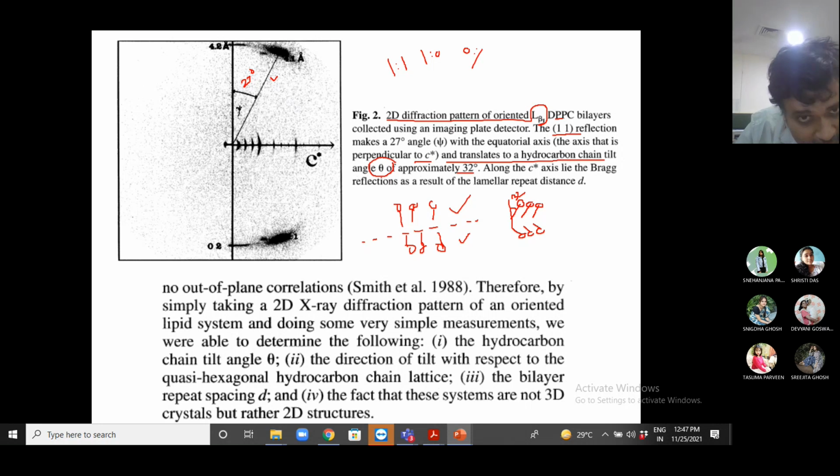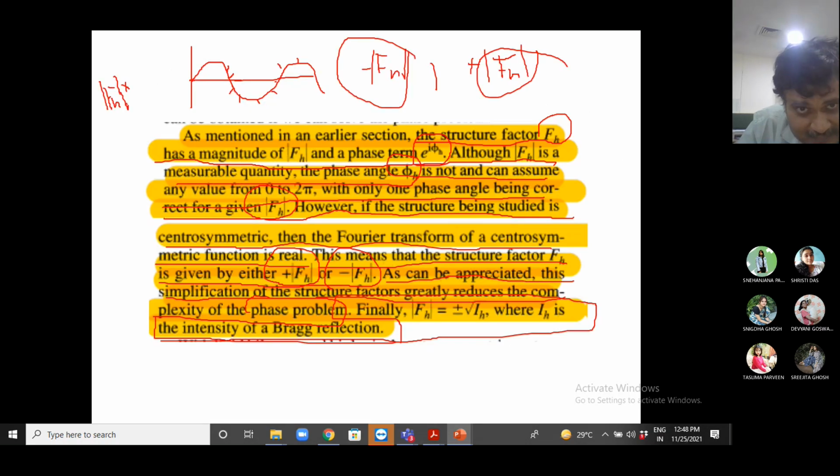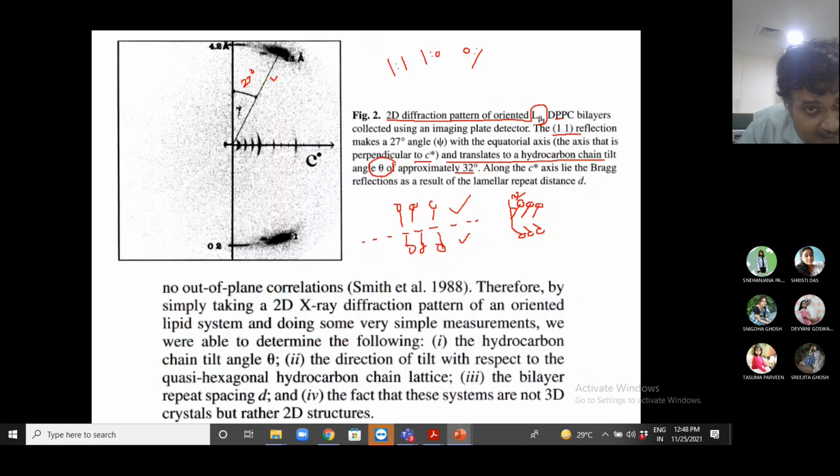Since they are 2D structures, without going into Fourier transformation, but just looking at the X-ray diffraction pattern, we can extract very useful information. And not only that, it is 2D, and also it is a symmetric structure. You see that if you draw a line from here, the top and bottom are mirror images of each other, correct or not?